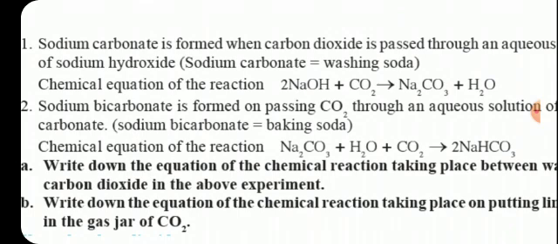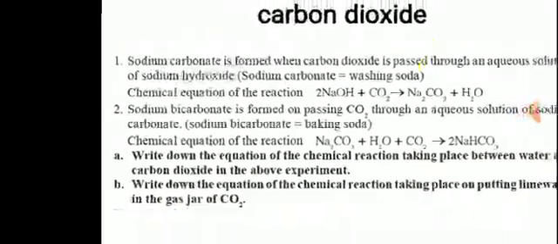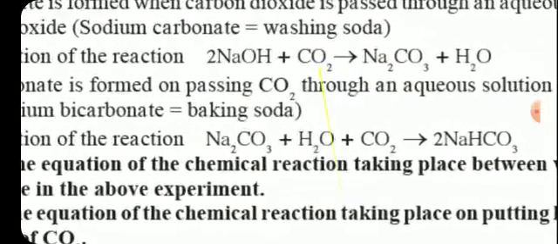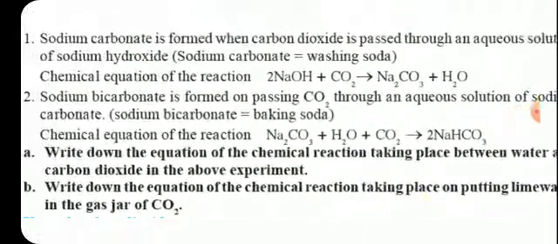Sodium bicarbonate is formed on passing CO2 through an aqueous solution of sodium carbonate. Sodium bicarbonate is also called baking soda. Chemical equation of the reaction is Na2CO3 plus H2O plus CO2 gives 2NaHCO3. Sodium bicarbonate, that is baking soda, is formed when CO2 gas is passed through an aqueous solution of sodium carbonate.